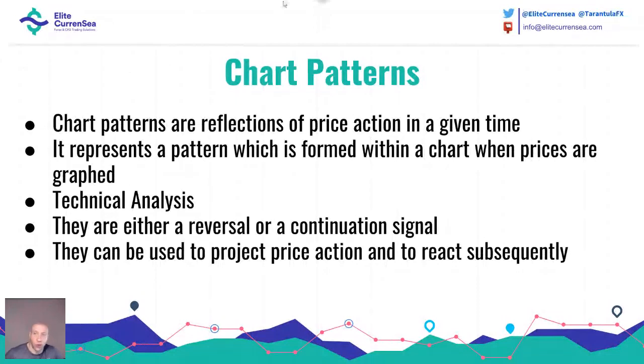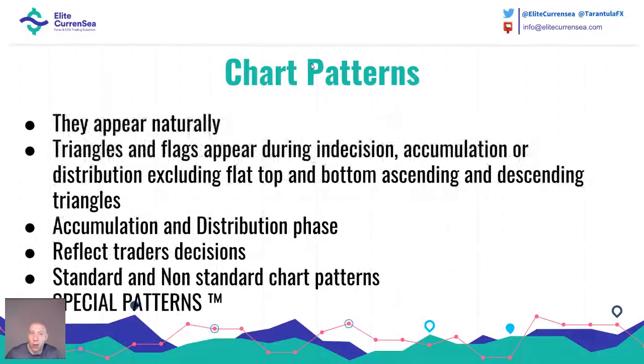They appear naturally on the charts. For example, triangles and flags appear during indecision, accumulation, or distribution, excluding flat top and bottom ascending and descending triangles. That is what we will cover today. Chart patterns usually appear during accumulation and distribution phase. They reflect traders' decisions, okay, and there are standard and non-standard chart patterns. Of course, we will talk also about special chart patterns that appear on the chart, but they are a form of some exotic chart graphing.